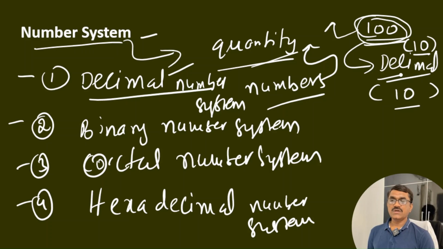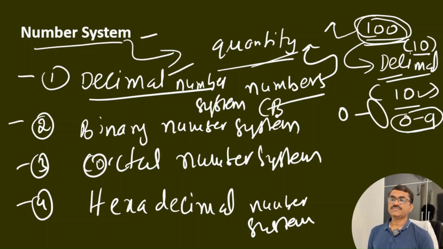Why is it 10? Because the decimal number system is going to have the values from 0 to 9. 0 to 9, total how many values? 10 values. So that's why the decimal number system has the base 10. What about the binary number system?